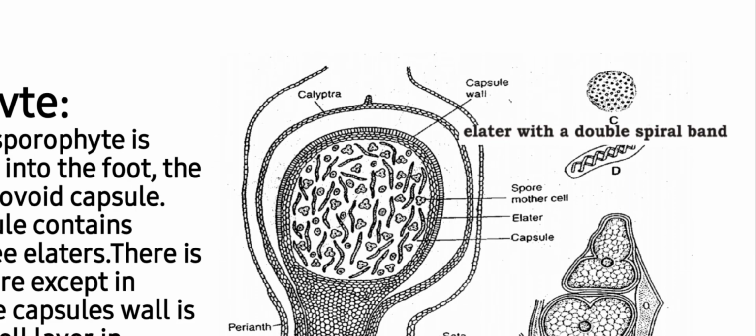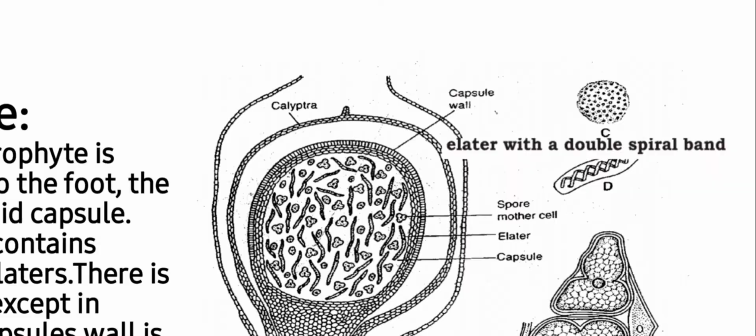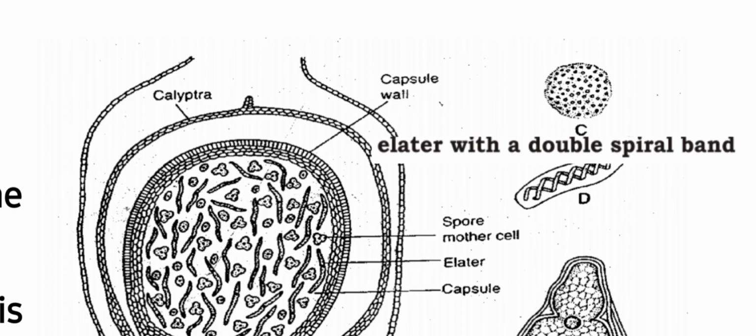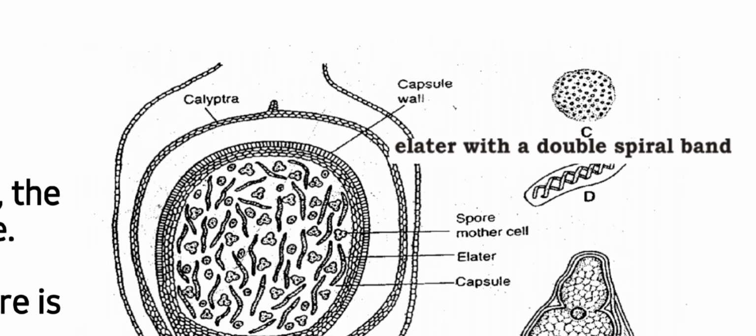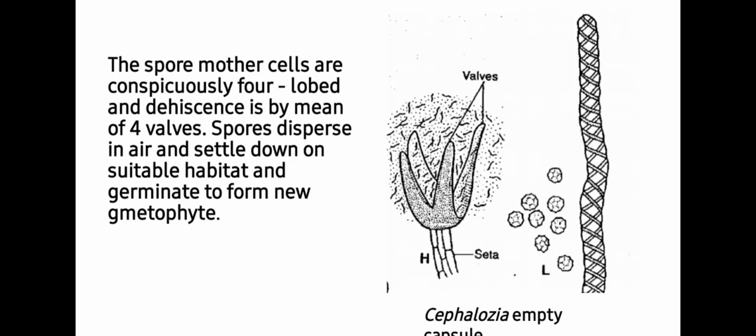So students, you can see here the wall of the capsule, and the spores are produced inside the capsule from the spore mother cell by undergoing meiotic division. The resultant cells either develop into spores or into elaters. In image C you can see spores, while in D you can see spirally arranged elaters. The function of elater is in dispersal of spores.